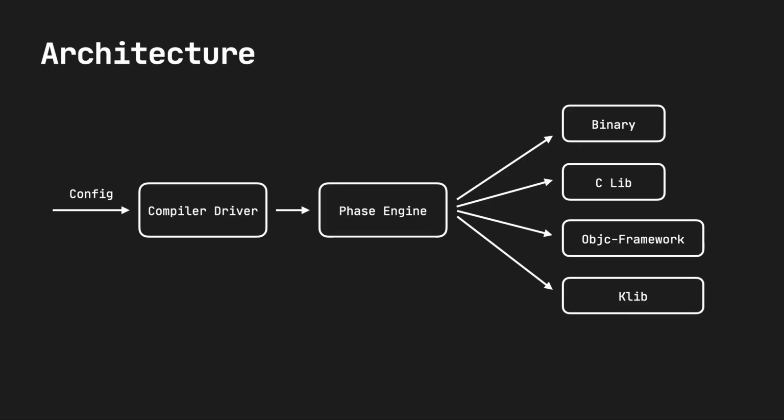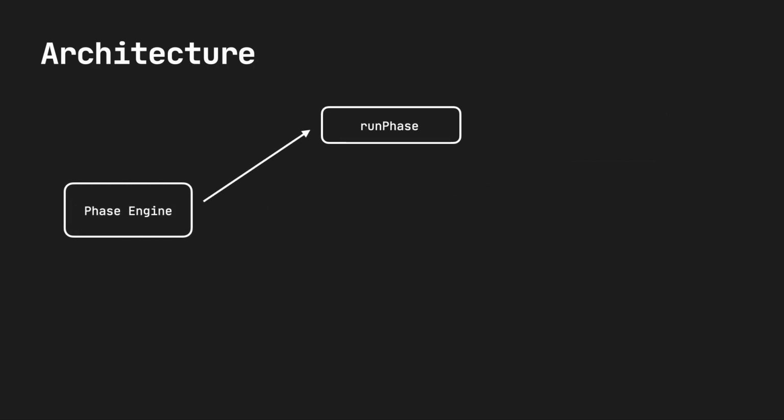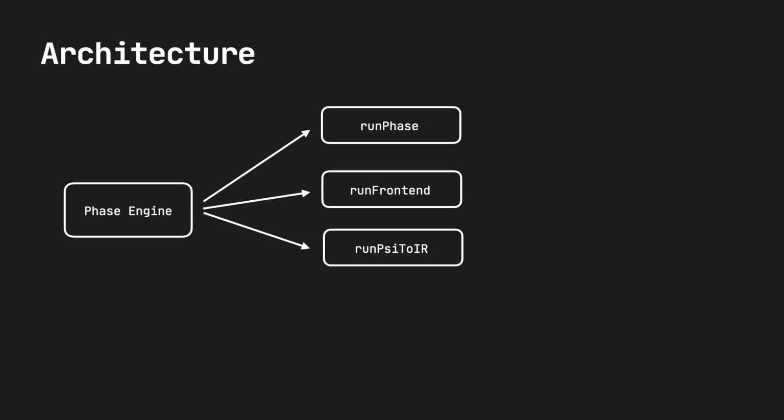Which of these processes is used depends on what you're looking for. When I used the -o option in my command line, it gave me a binary, but I could also ask it to give me a C library, and for Objective-C artifacts, it uses the Objective-C framework path. So the phase engine is an important concept in the Kotlin native compiler. There are a lot of different phases which are responsible for different things, and the phase engine gives you an API to execute a phase.